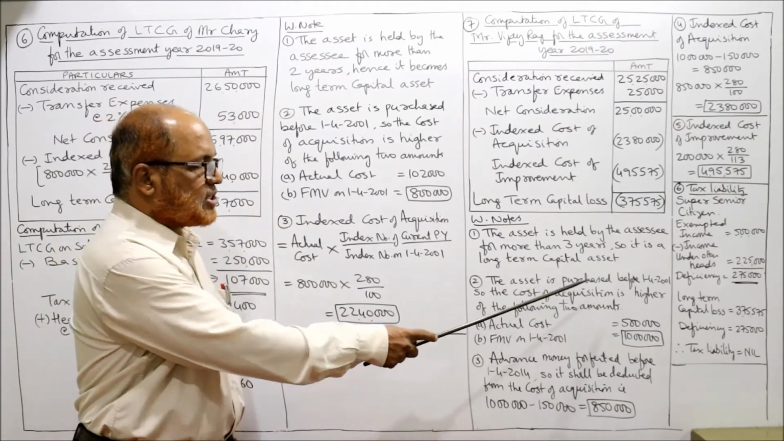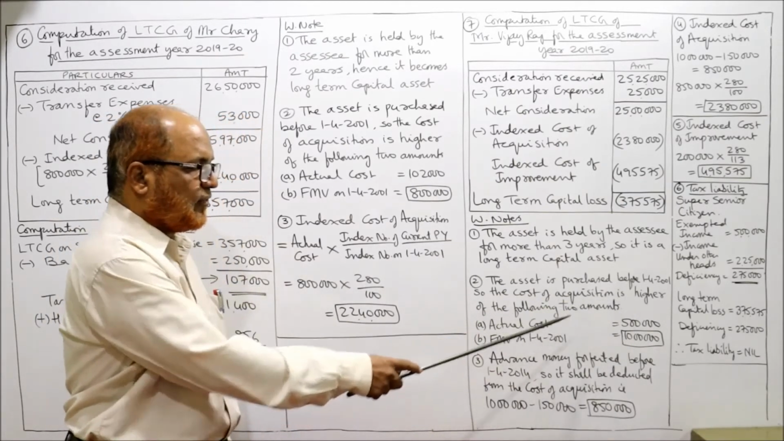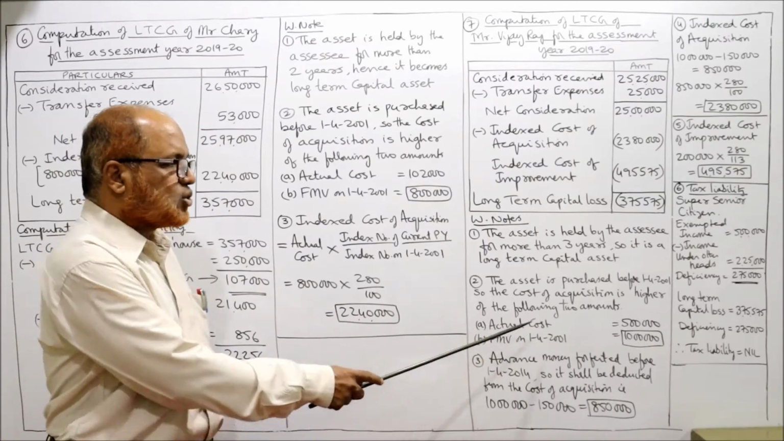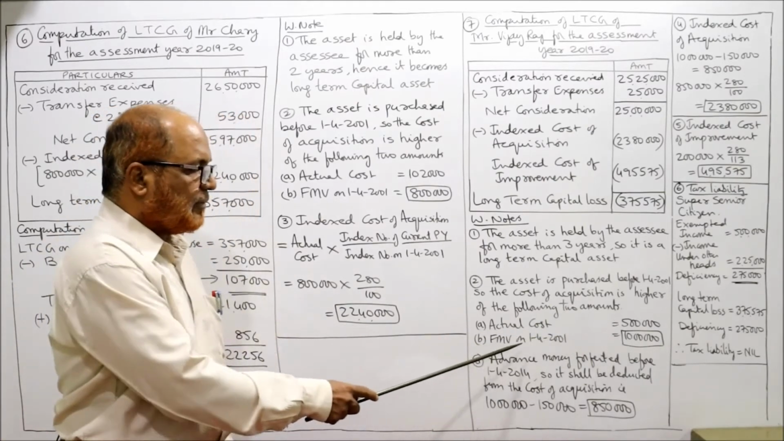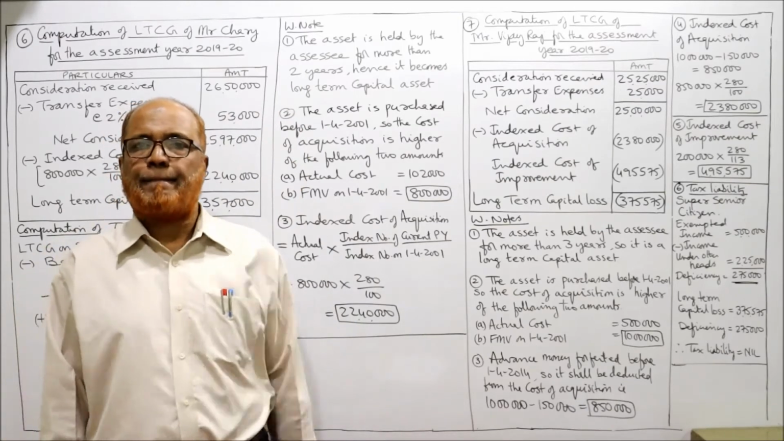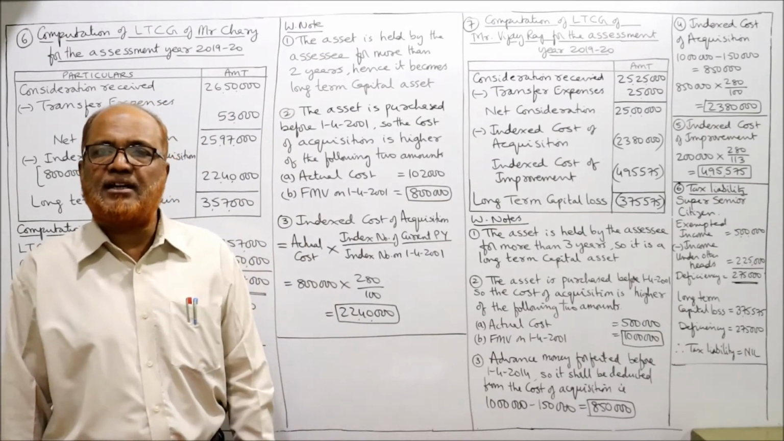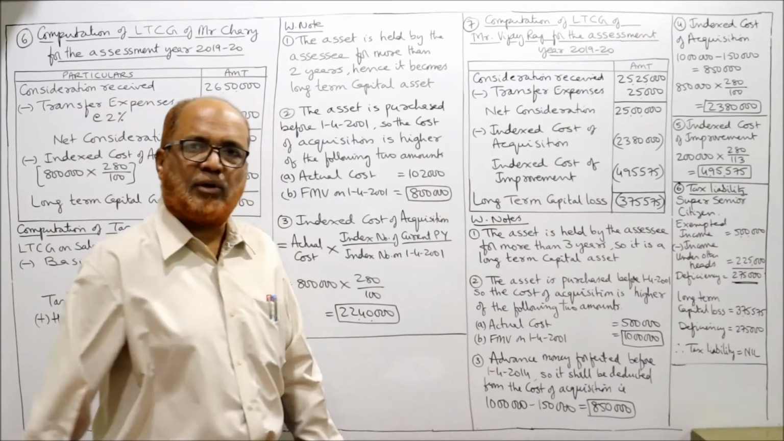The asset is purchased before 1/4/2001. So the cost of acquisition is the higher of the following two amounts. First one, actual cost 5 lakh. Second, FMV on 1/4/2001, 10 lakh. Whichever is higher. So actual cost 5 lakh, FMV is 10 lakh. Whichever is higher. So 10 lakh rupees is the higher amount.